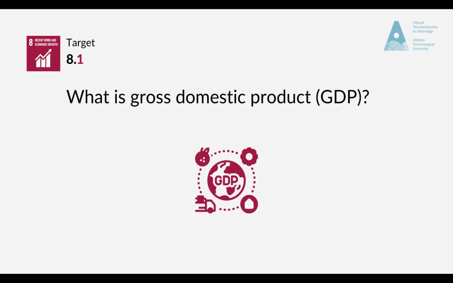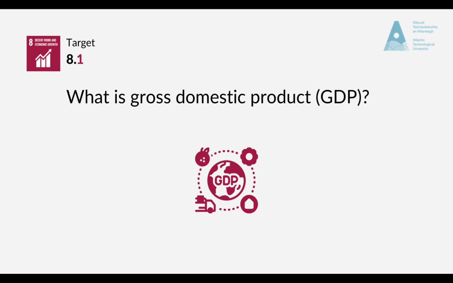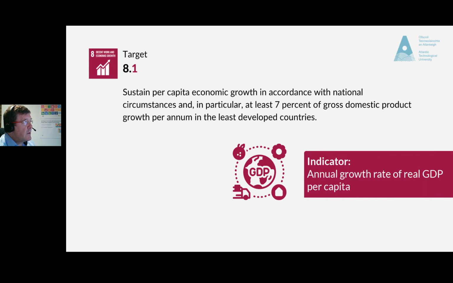So I'm sure some of you are familiar with what GDP is. GDP measures the monetary values of goods and services produced within a country's boundaries in a given time period. That's usually a quarter or a year. Changes in output over time as measured by the GDP are generally accepted as the most comprehensive gauge of an economy's health. So to monitor this, we're looking at the annual growth rate of real GDP per capita for each of the countries. And you can see there that there's a higher target for the least developed countries.